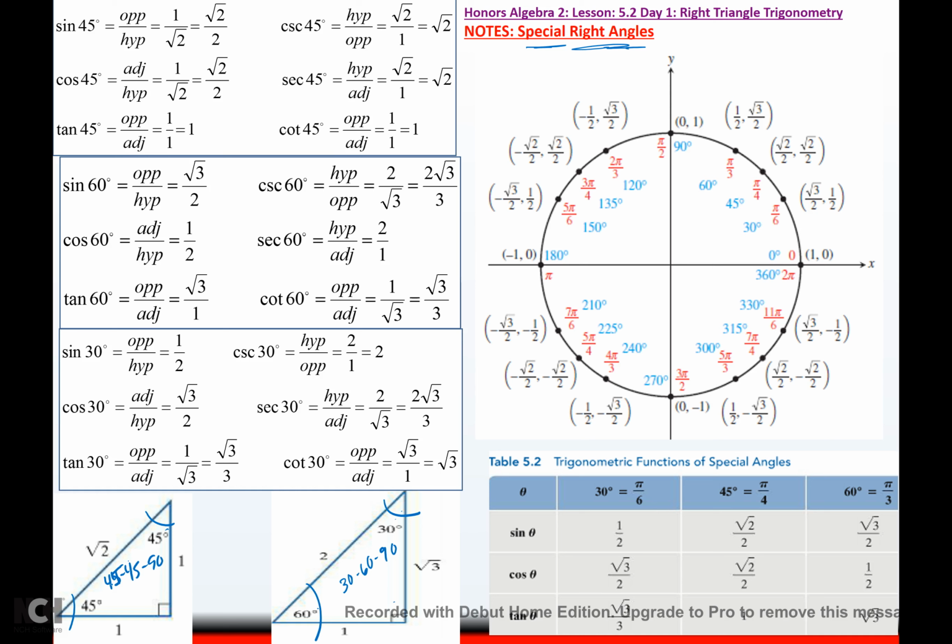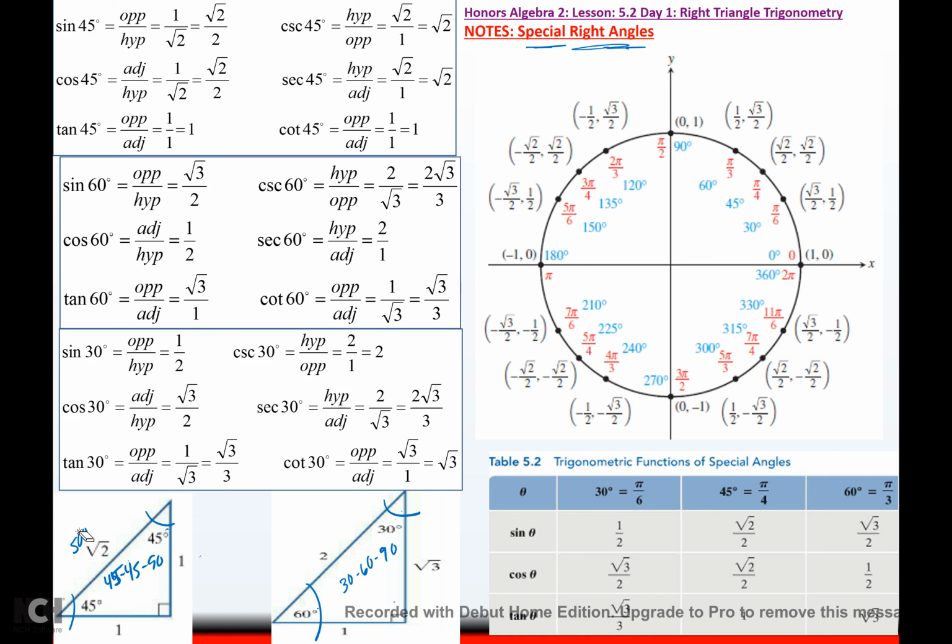So the mathematicians noticed that every time they drew one of these 45, 45, 90 triangles, I don't care how big they made it or how small they made it, the ratio of sides always came down to 1, 1, square root of 2. In other words, if you made this 5, then this would have to be 5, and this would have to be 5 square roots of 2. If you made this 500, then this has to be 500, and this has to be 500 square roots of 2. Okay?